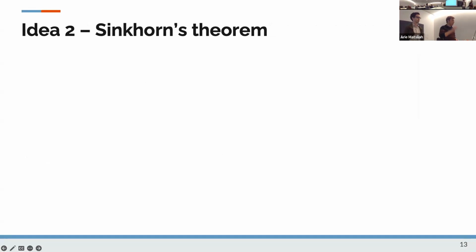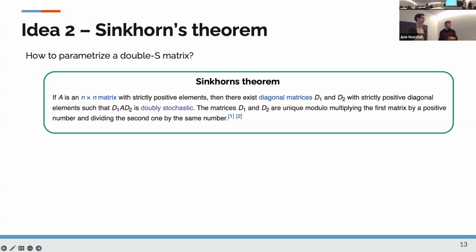The idea follows on Sinkhorn's theorem, because we want to parameterize a doubly stochastic matrix. Sinkhorn's theorem tells you that if you have an n-by-n matrix with strictly positive elements, there exist diagonal matrices D1 and D2 with strictly positive diagonal elements, such that D1 A D2 is doubly stochastic. So basically, you take any square matrix with positive elements, and you can generate two matrices D1 and D2 to make the whole thing doubly stochastic.